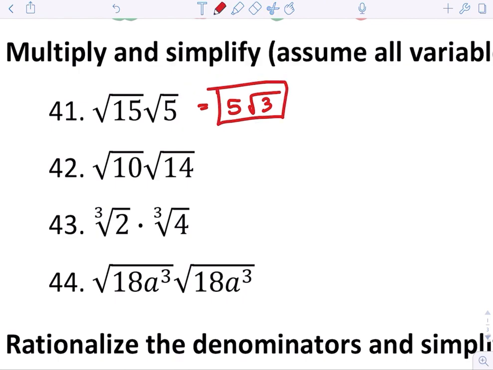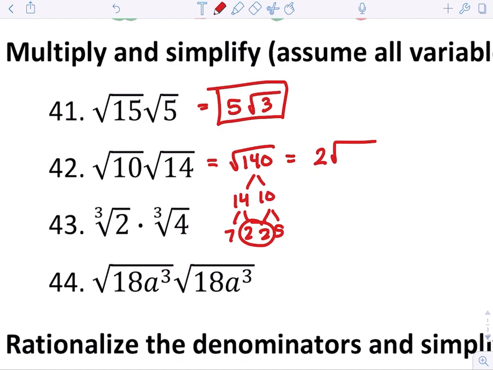For this one, they both have square root, so I'll multiply them together. Radical 140. Simplify that. 14 and 10, 7 and 2, 2 and 5. Found a pair. So that means we're going to get 2 radical, and the leftovers are 7 and 5, which is 2 radical 35.